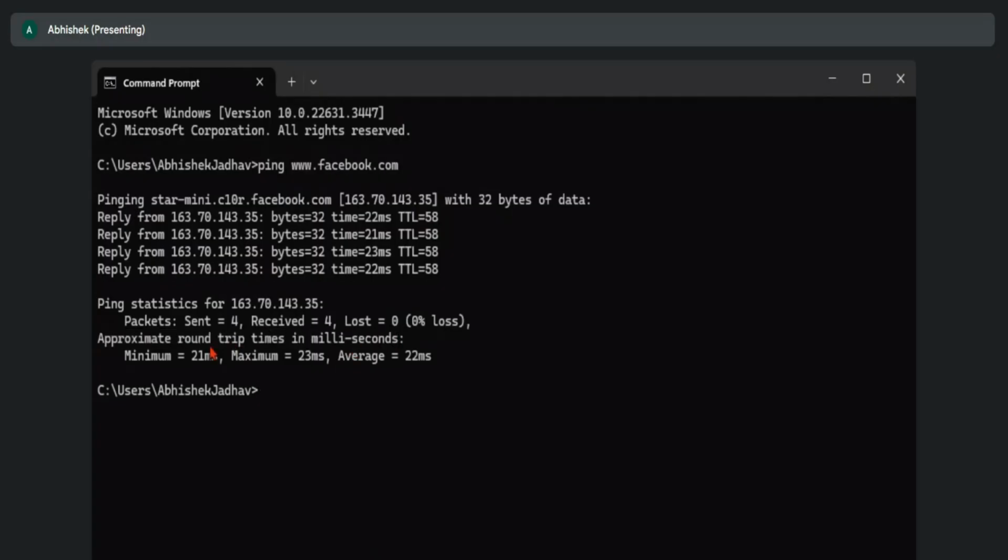So round trip time in milliseconds is nothing but, whenever we send a request packet, in how much time did it come back? That's the round trip time. So when I send a ping request for this particular IP, I see that within 22 milliseconds it came back, right? And the next packet came back in 21 milliseconds, and the next 23, and the next 22. On average, 22 milliseconds is your round trip time.